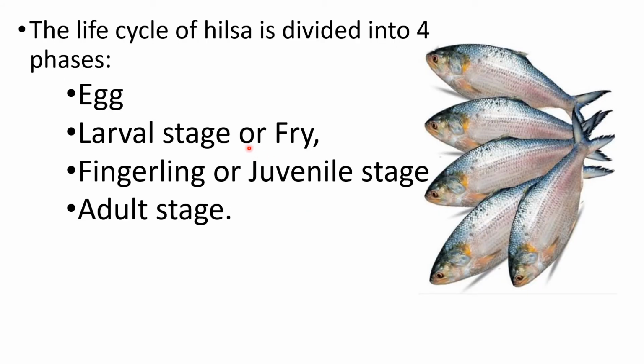So the life cycle of Hilsa can be divided into 4 phases, which is common for most of the fishes. The first stage, eggs are laid which hatch out as a larva, and in fish it is commonly called as fries, and they grow a bit larger, becoming fingerlings and juvenile stage, and finally they reach adult stage, and adults reproduce again, producing eggs.